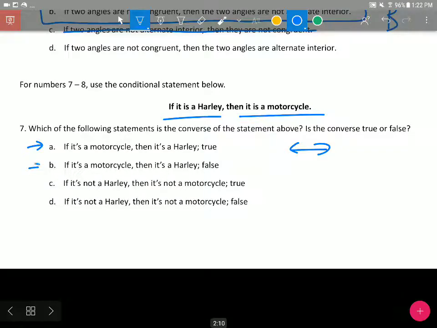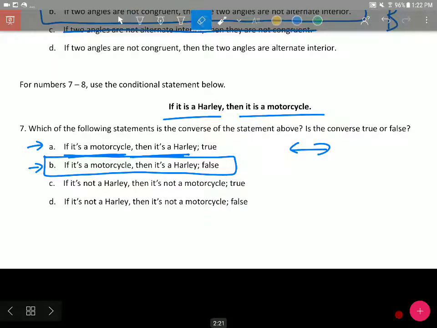The question is, which one is true? If it's a motorcycle, does it have to be a Harley? No, it does not. It's a motorcycle. It can be an Indian, it could be a Victory, it could be a BMW, it could be a dirt bike. All right, so that statement is false, but that is the converse.